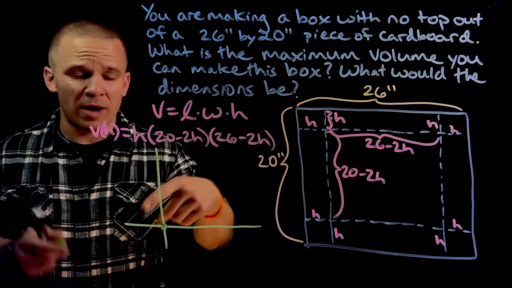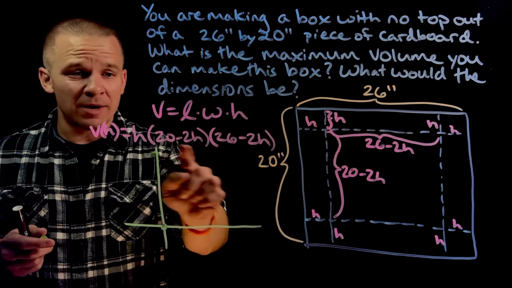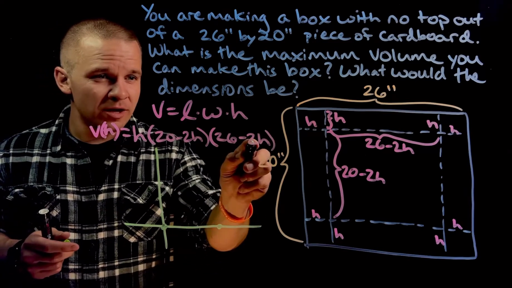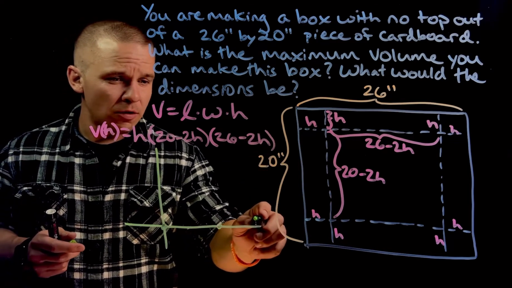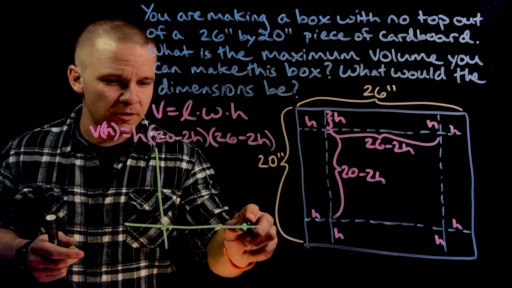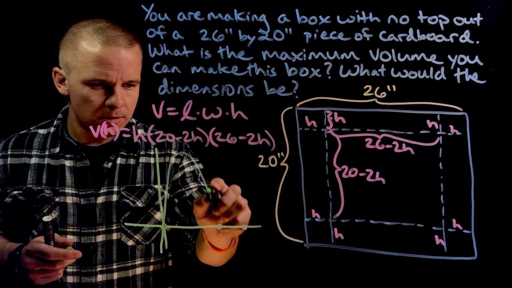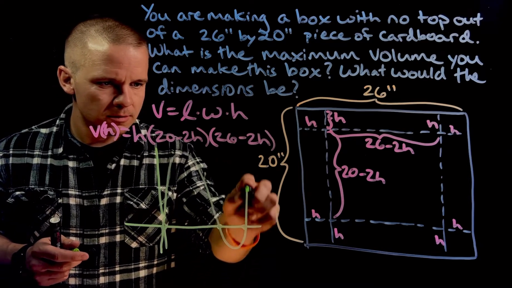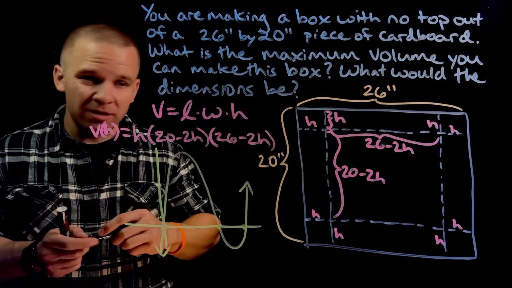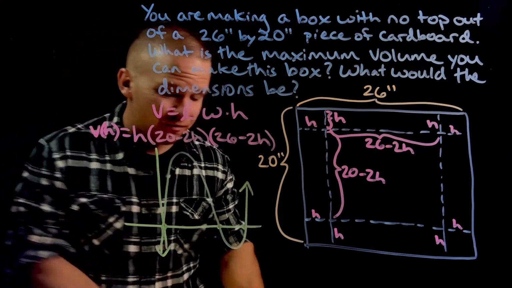So if I plug in 0, it's going to give me 0. Here, I'm going to get 10. And over here, I'm going to get, looks like 13. All right, so a little bit further. So I'm going to have some kind of a cubic that looks maybe like this. Okay?